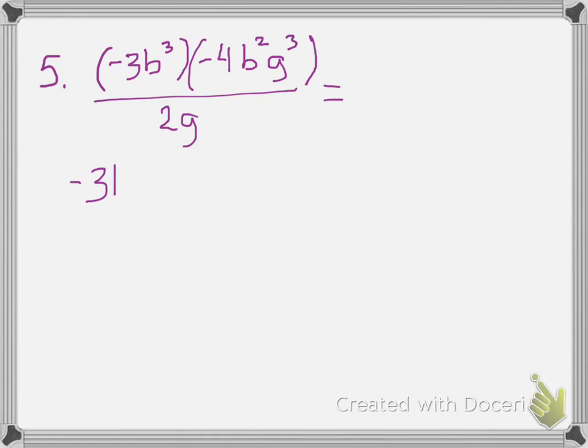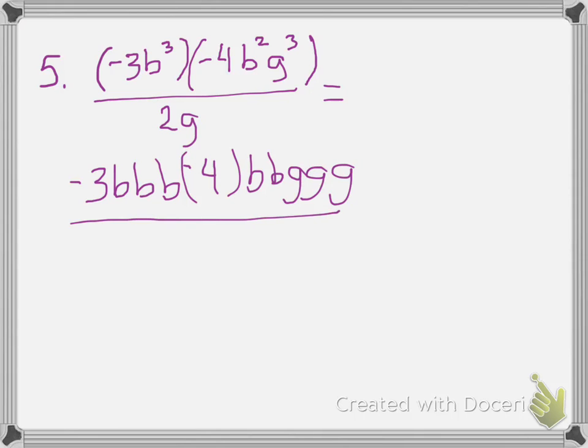have negative 3 times b times b times b times negative 4. I'm going to put parentheses around that so it looks like multiplication and not minus, times b times b times g times g times g. And on the bottom, you would have 2g. Then I would go ahead and the negative 3 times the negative 4 is going to make a positive 12. So I'm going to go ahead and put the 12 right here.